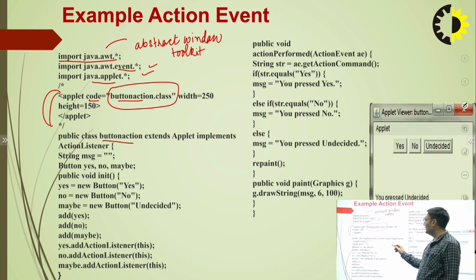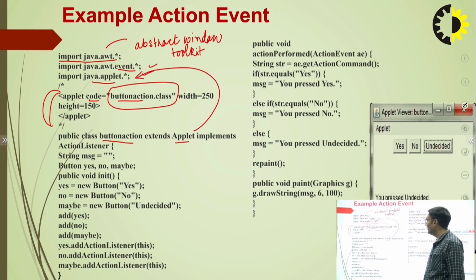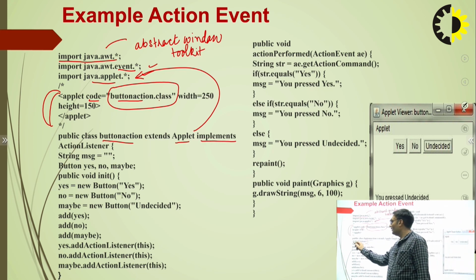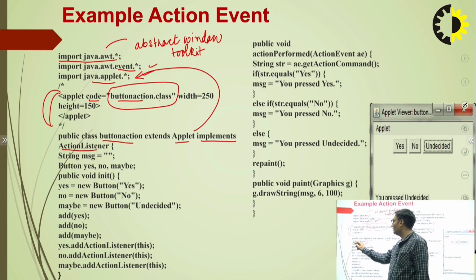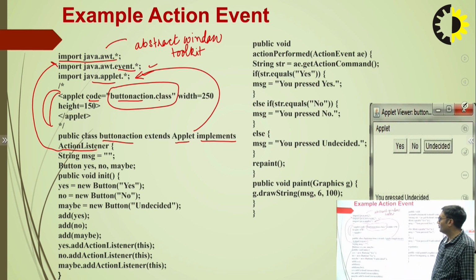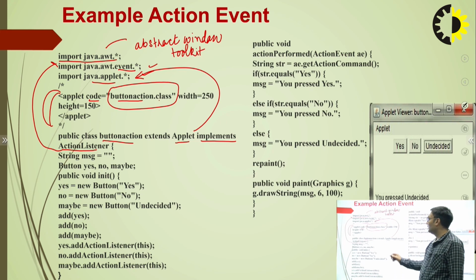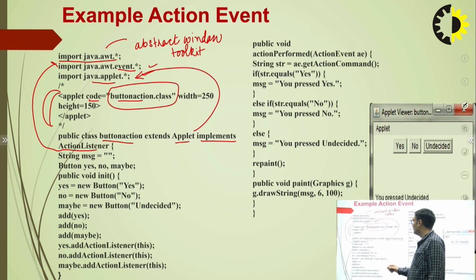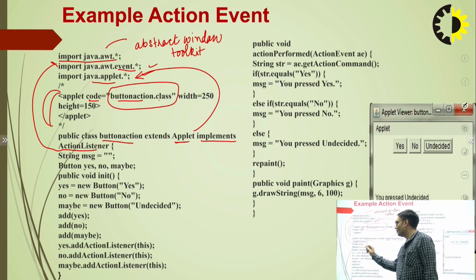Now we are extending an applet. This applet comes from this package, and it implements an interface. As I told you, these are the interfaces, right? So action listener will come from this. So I'm making a class button action which is extending the applet class, and it is implementing this action listener.